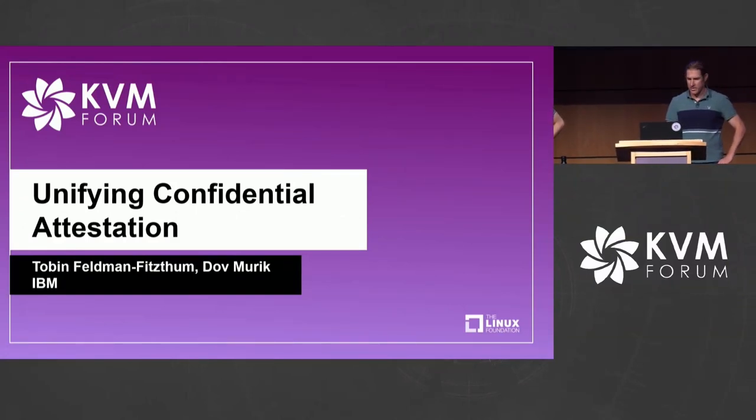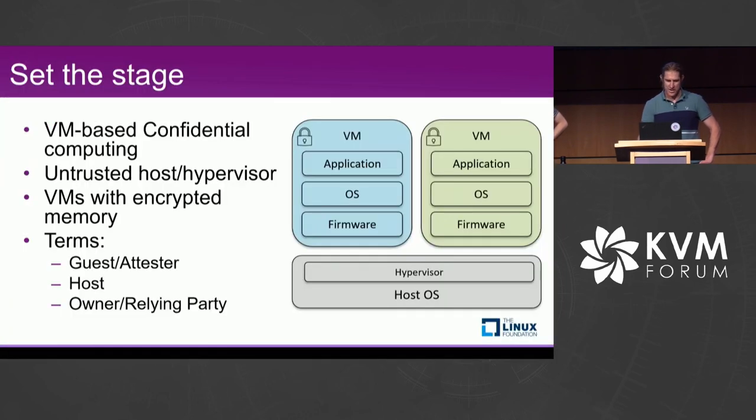We're going to talk about hopefully unifying confidential attestation. Now we have the mandatory slide for all the talks this conference. So we're talking about a setting of confidential computing. We are focused on VM-based confidential computing, where we untrust the host or the hypervisor or what you want outside of the guest. And we are interested mostly with VMs with an encrypted memory.